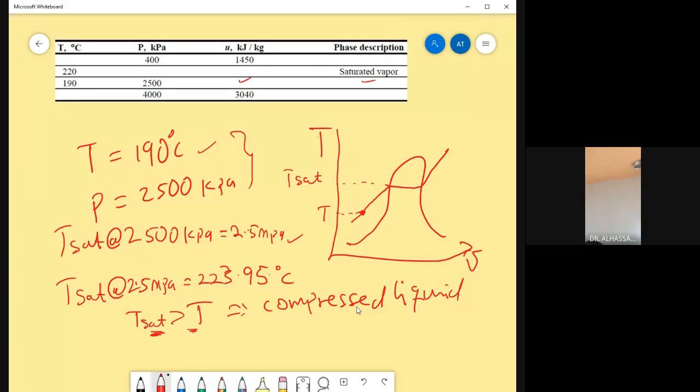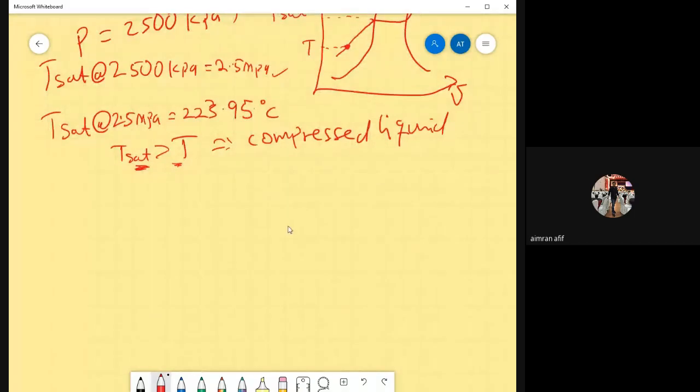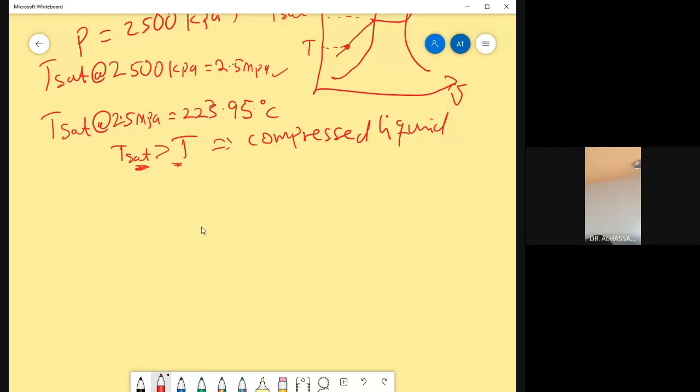Now we have to go to the compressed liquid state at a pressure of 2.5 megapascal and temperature of 190 degrees Celsius. If you have difficulties in doing this, I think, Ayman, we will need interpolation over here, right? Yes, but the compressed liquid table does not have 2.5 megapascal.